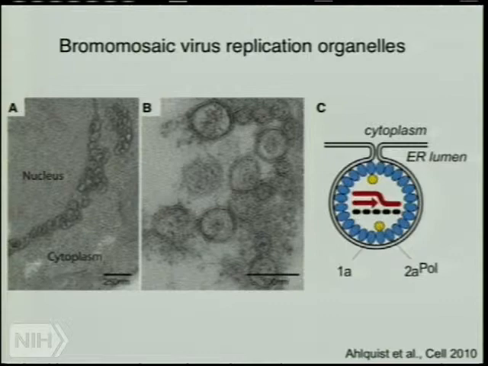Bromomosaic virus also forms these replication organelles from the ER. And again, the replication machinery is assembled on the leaflet of the ER membrane that faces the cytoplasm. The polymerase and the various factors there, and the RNA gets synthesized within these tubular invaginations of the ER.